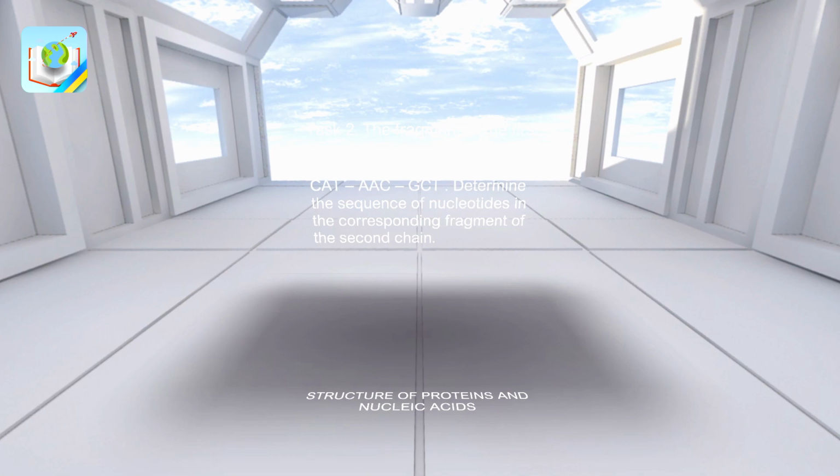1. Write down the sequence of nucleotides on the second strand of DNA according to the complementarity rule. DNA, GGG, CAT, AAC, GCT, the first chain. We're completing the second one. CCC, GTA, TTG, CGA. This is the second chain. You see, everything is quick and easy. Simply arrange the letters according to the rules.